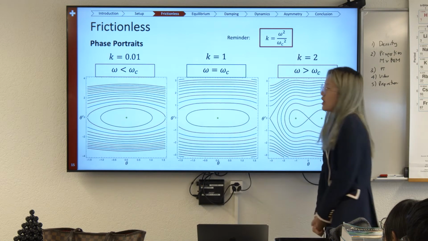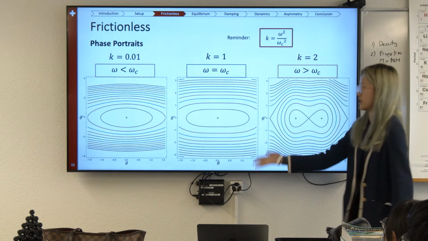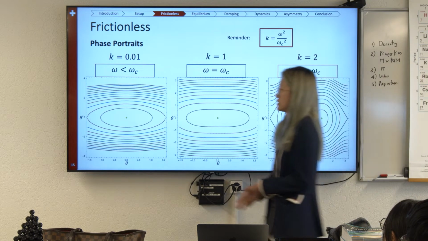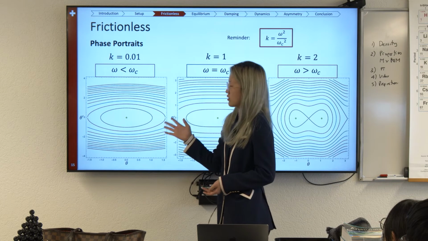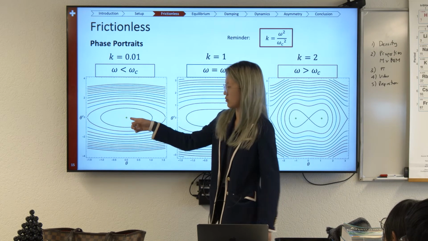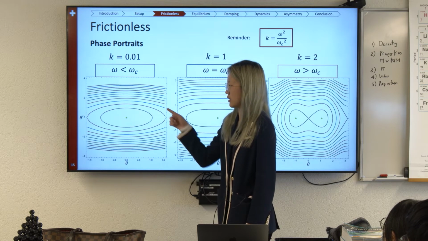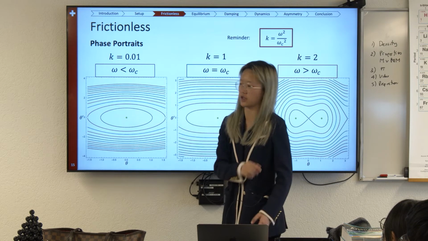And so I used Mathematica to plot the relationship I derived earlier, and here are the phase portraits. So you can see that when the angular frequency is smaller than the critical frequency, there's only one equilibrium position, and it's at theta equals 0. So that means it oscillates, and then it comes back to 0, just like I predicted.